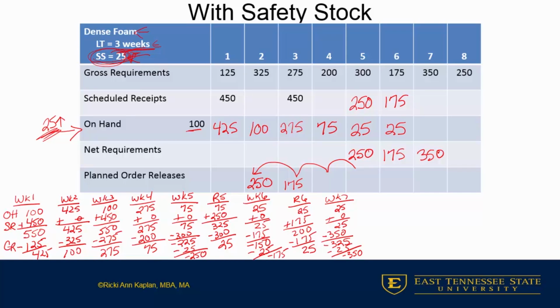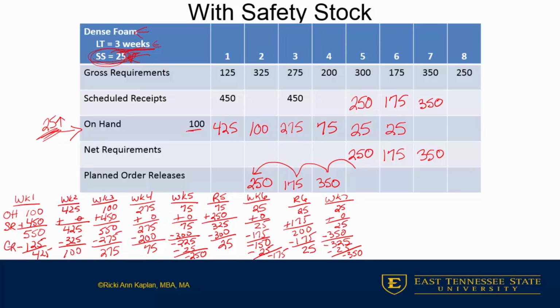If we have a need, we need to plan an order so that we can schedule in a receipt so we have enough to work with. How much dense foam do we need to order? We need to order 350 units 1, 2, 3 weeks in advance, which would be week 4. Then we need to schedule that receipt in. Don't forget to schedule your receipts, because if you place an order, you better get an order in.